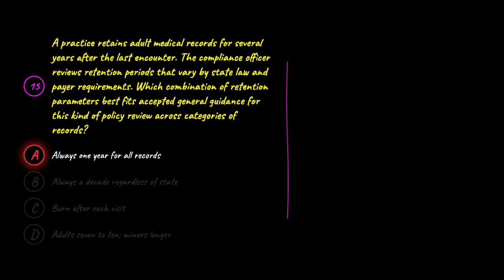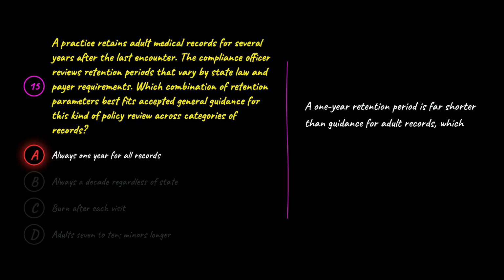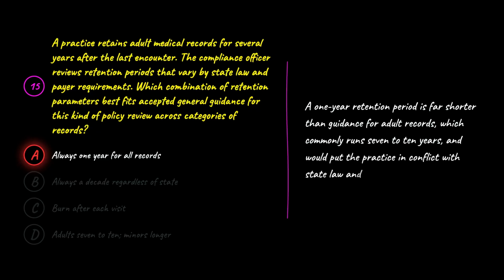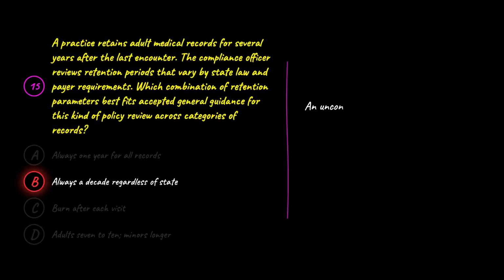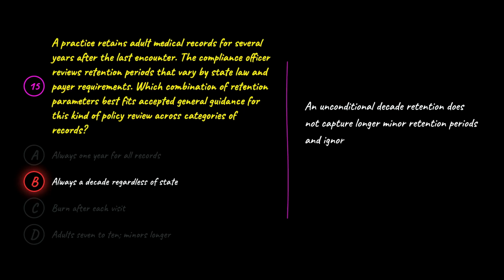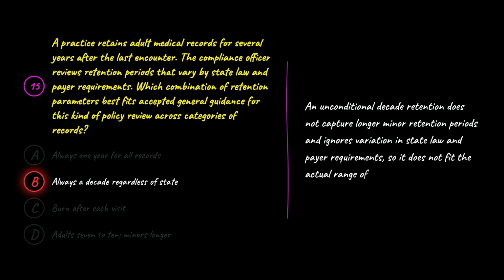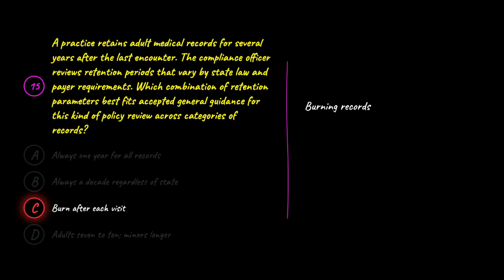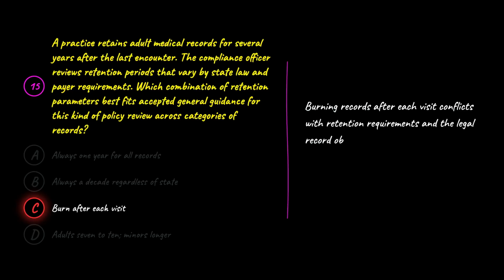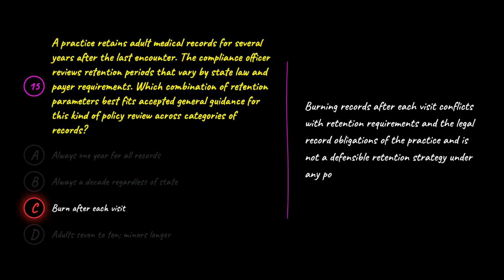A is wrong because a 1-year retention period is far shorter than guidance for adult records, which commonly run 7 to 10 years, and would put the practice in conflict with state law and payer requirements. B is wrong because an unconditional decade retention does not capture longer, minor retention periods and ignores variation in state law and payer requirements, so it does not fit the actual range of guidance. C is wrong because burning records after each visit conflicts with retention requirements and the legal record obligations of the practice and is not a defensible retention strategy under any policy framework.